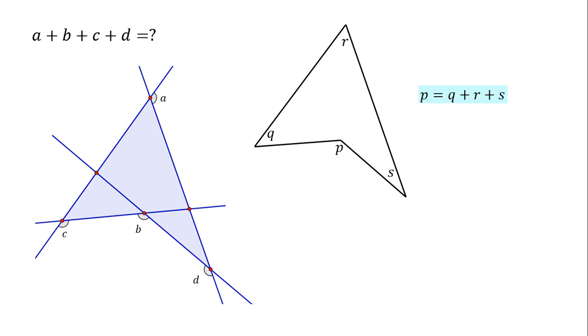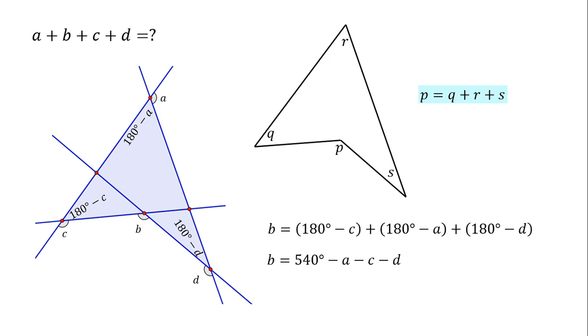Now let's apply this one to the problem. However, we need these three angles. How can we get these? We can just subtract each of A, C, and D from 180 degrees. So the three angles are 180 degrees minus C, 180 degrees minus A, and 180 degrees minus D. So using the property we've shown before, we have that B is equal to the sum of 180 degrees minus C, 180 degrees minus A, and 180 degrees minus D.